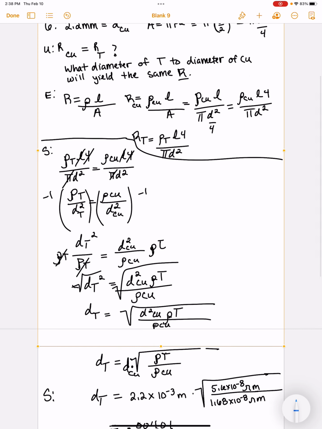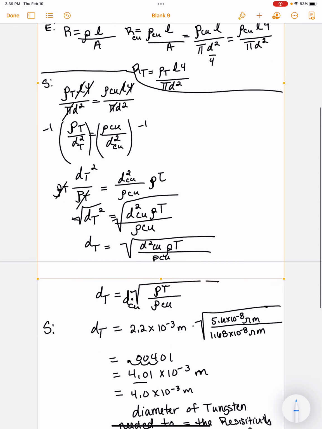Now the resistance of tungsten is going to be the exact same equation, because it is also a wire with some cross-sectional area. The lengths, remember, are the same, so they don't need a subscript. So the resistance of tungsten is equal to the resistivity of tungsten times the length times 4 divided by pi d squared.